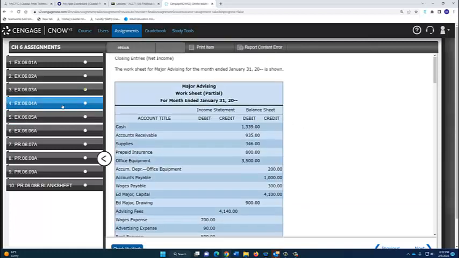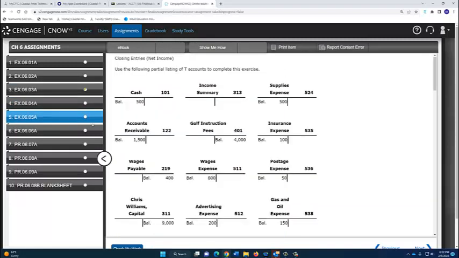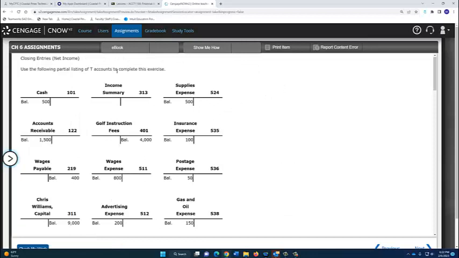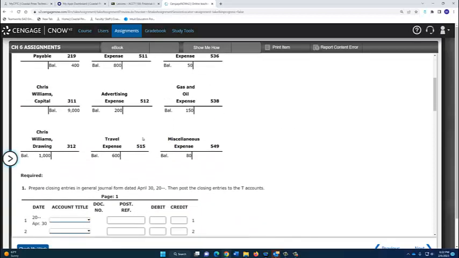6.4 I've already done a video for, so we'll do 6.5, which covers closing entries, and we're going to be pulling our figures for the closing entries from T accounts. Okay, and if you remember, our closing entry, the little mnemonic is REND: revenues, expenses, net income, drawing. So that's how we're going to close out the temporary accounts for the accounting period.